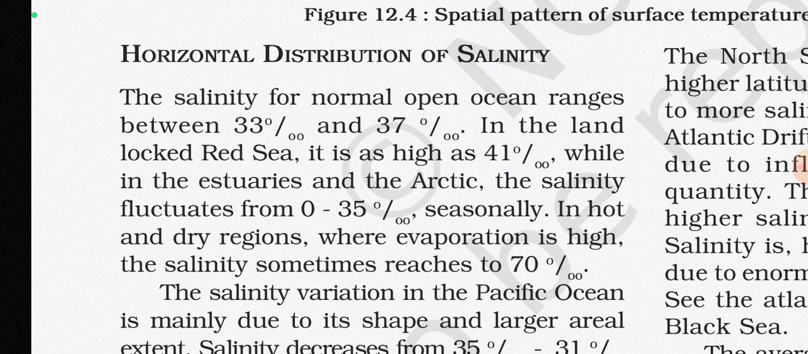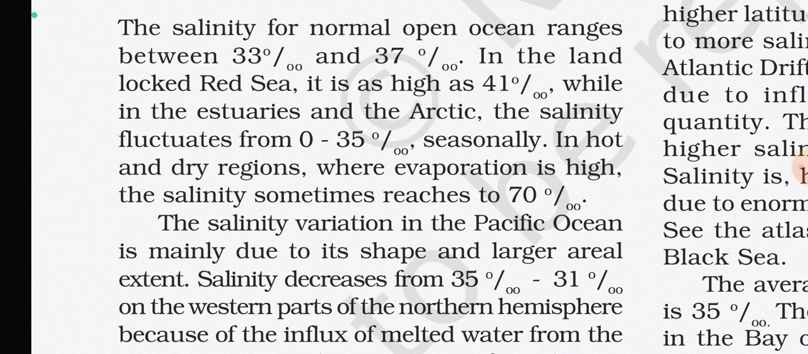In the landlocked Red Sea, it is as high as 41 parts per thousand, while in the estuaries and the Arctic, the salinity fluctuates from 0 to 35 parts per thousand. Seasonally, in hot and dry regions where evaporation is high, the salinity sometimes reaches 70 parts per thousand.